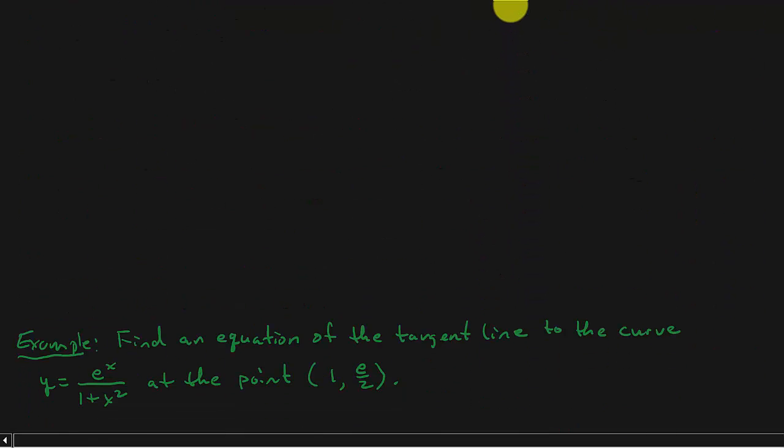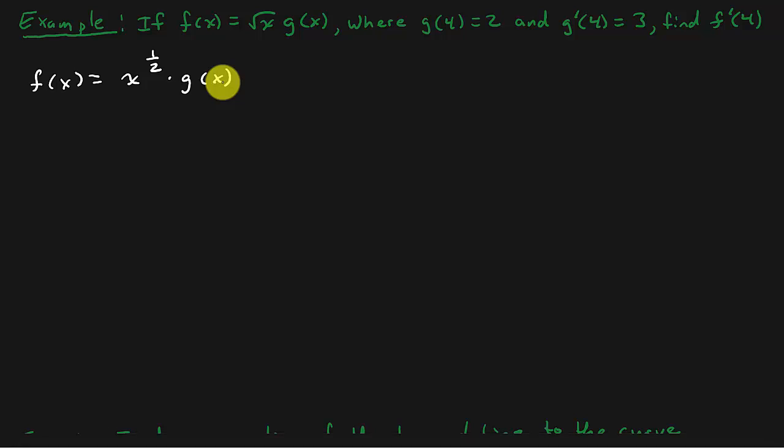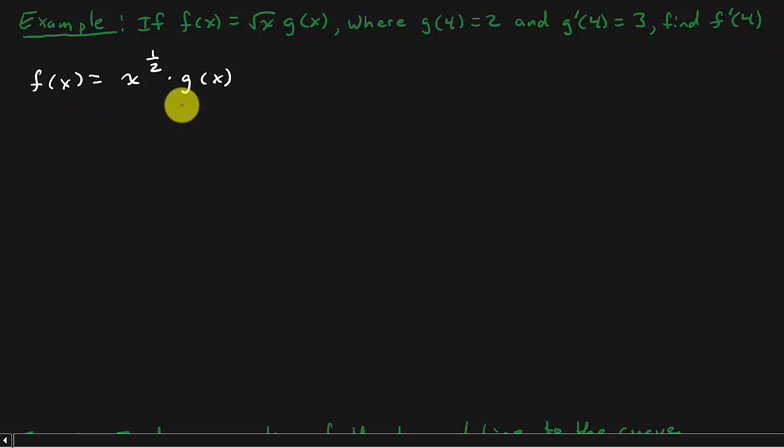All right, so let's look at this one. We got 2 more to do. All right, so we've got f of x is equal to x to the 1/2 times g of x. Now, what they want us to do is they want us to find f prime of 4. So we want to take the derivative of this and then evaluate the derivative at 4. But notice they don't tell us what g of x is. They just say this is g of x. But they do tell us what g of 4 equals and what g prime of 4 equals. They do tell us that.